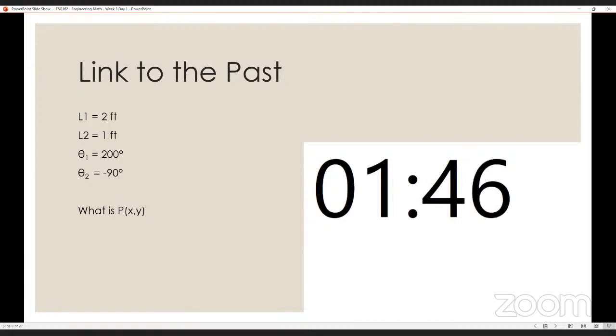So it depends on what your drawing looks like, right? If it looks like this, then yeah, x1 is going to come out too far, and you're going to have to subtract x2 from x1 to get the total x, right? That's why drawing it is really helpful.